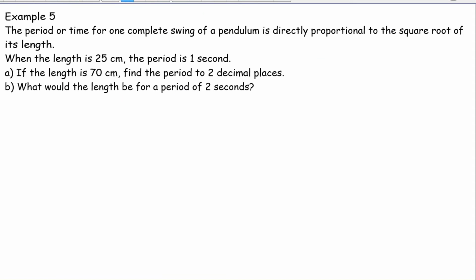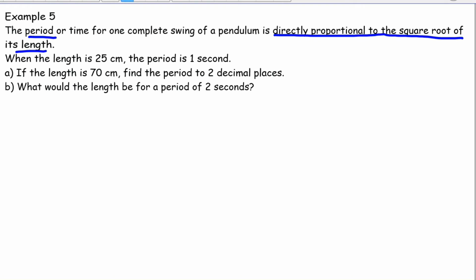Last example, the period or time for one complete swing of a pendulum is directly proportional to the square root of its length. So the period is directly proportional to the square root of its length. Before we start working out this question, we need to know which variables we are dealing with here. So maybe we can start by saying let P be the period and let L be the length.